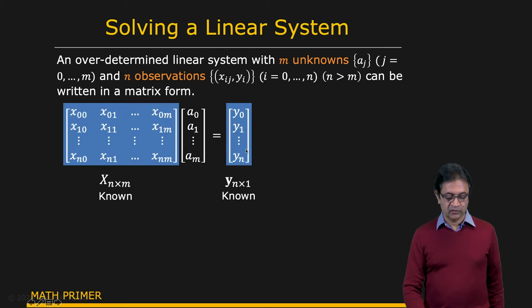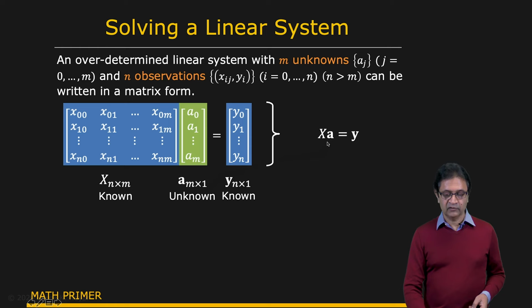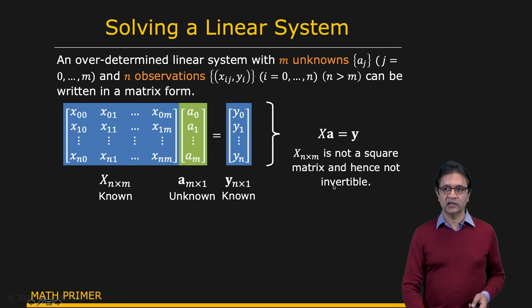So what is known here? Well, the matrix X is known, and the vector y is known. X is n by m, because remember it's an overdetermined system of equations. And what are you looking for? You're looking for these unknowns, which is the vector a, m by 1. So a very simple form here, you have X a equal to y. And of course, your first instinct would be, well, we can find the inverse of X and solve this problem. But we know that X is not a square matrix, and therefore it's not invertible. So how do we solve this problem?